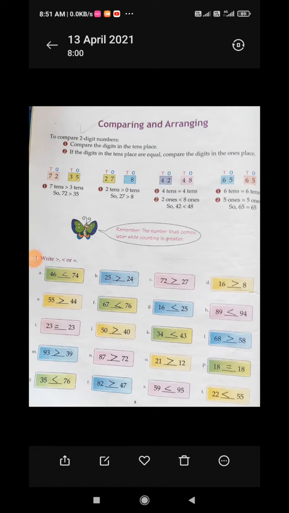Comparing and arranging. The number that comes later while counting is greater. Here, to compare two digit numbers, compare the digit in the tens place, and if the digits in the tens place are equal, compare the digit in the ones place.